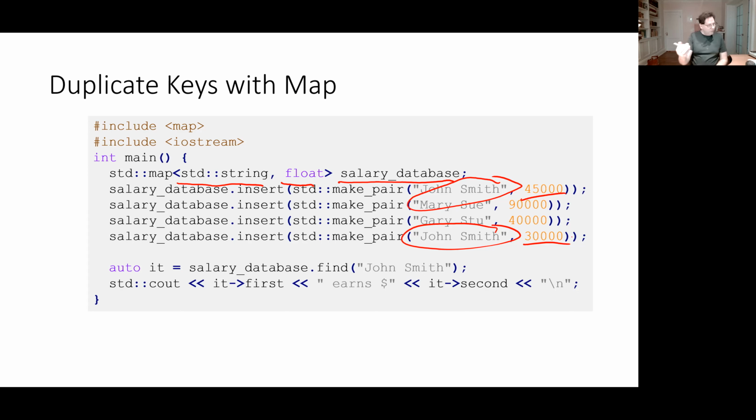So I insert all 4 of these in the database, and then I say, find me the entry for John Smith, and then I want to print out the first thing, which is the key. So that'll be the name, and then the second thing, which is the value. So that's going to be the salary. So what do you think this is going to print out? Which John Smith is it going to find? There are two of them.